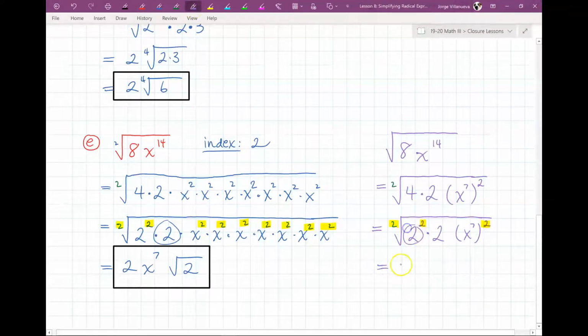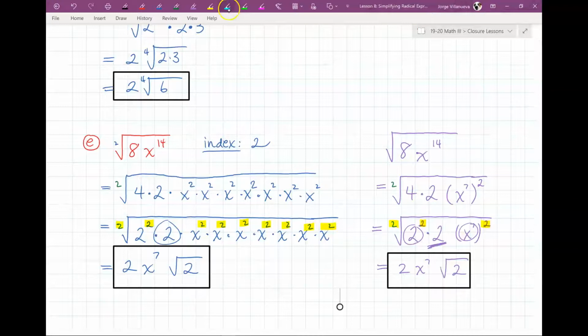I can take out this 2. I can take out the x to the 7th. And the only thing left is that 2 there. So square root of 2. So you get the same answer, but without having to write so many terms.